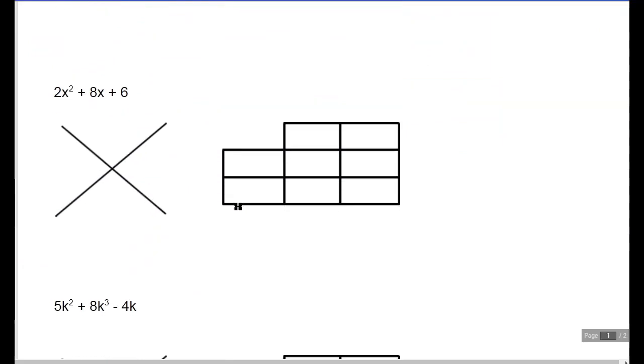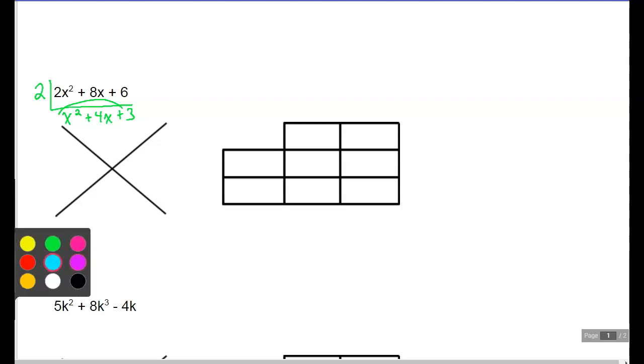Okay, let's do our next one. So our next one here, I'm going to look at all three terms and say, do I have a GCF? I, in fact, do have a GCF. It is 2. I'm left with x squared plus 4x plus 3. I'm then going to multiply my a times my c, and I get 3 here and 4 here. What multiplies to 3 and adds to 4? Well, that would be 3 and 1.